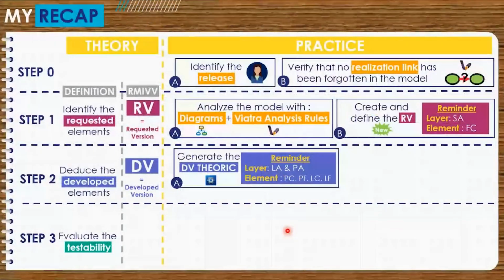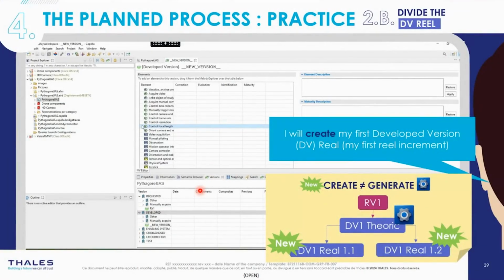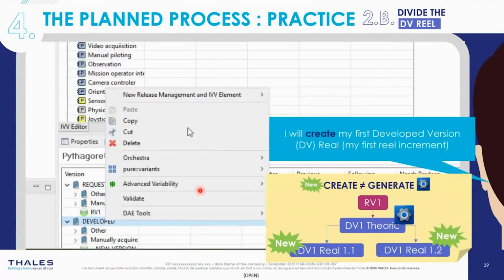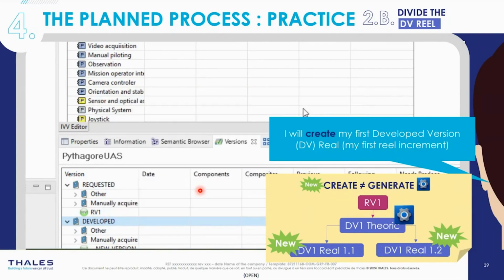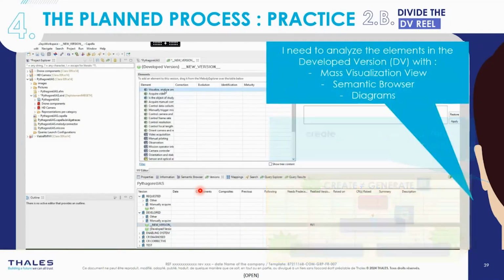Now we begin to construct our increments, which we refer to as a developed version. But we now designate this as developed version real. A developed version real is a piece of the developed version theoric. The difference is that the developed version real is not generated by the tool. It's created from an empty developed version, into which we insert elements of our developed version theoric. So here, our IVV manager creates our first developed version real.